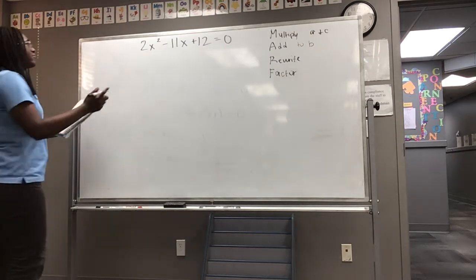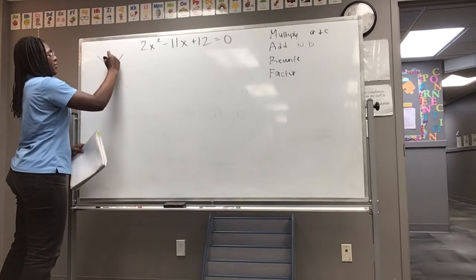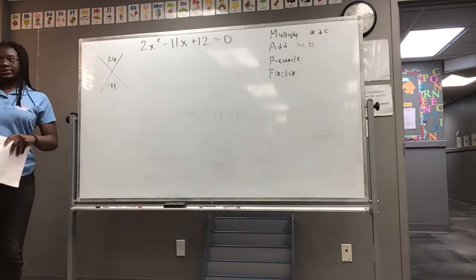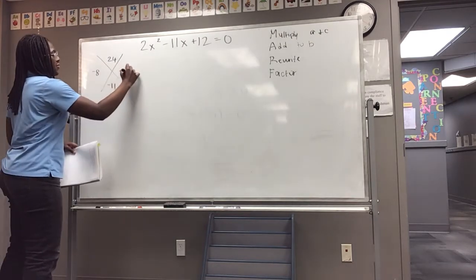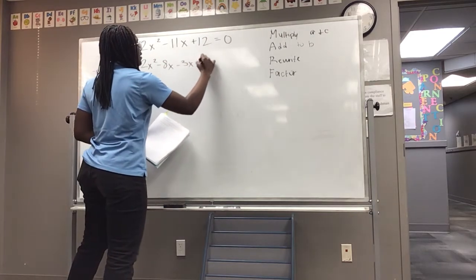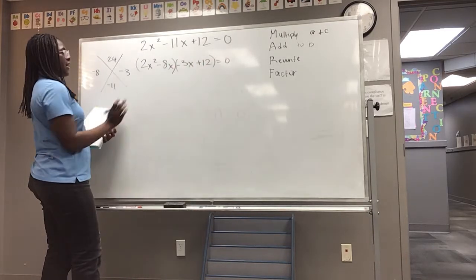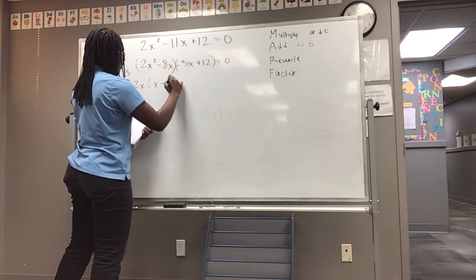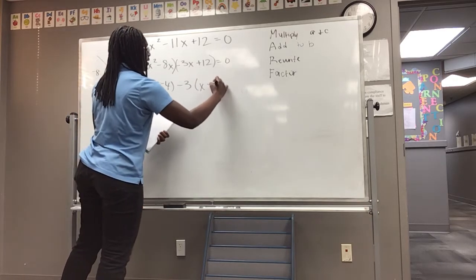Okay, we'll start going through this one. I want two numbers that multiply to 24 and then add to -11. So those two numbers are what? -8, -3. So now I'm going to rewrite 2x squared minus 8x minus 3x plus 12 is equal to 0. I'll factor by grouping. I can take a 2x out of here, which leaves me with x minus 4. And then I'm going to take a -3 out of this one, and that leaves me with x minus 4 again.